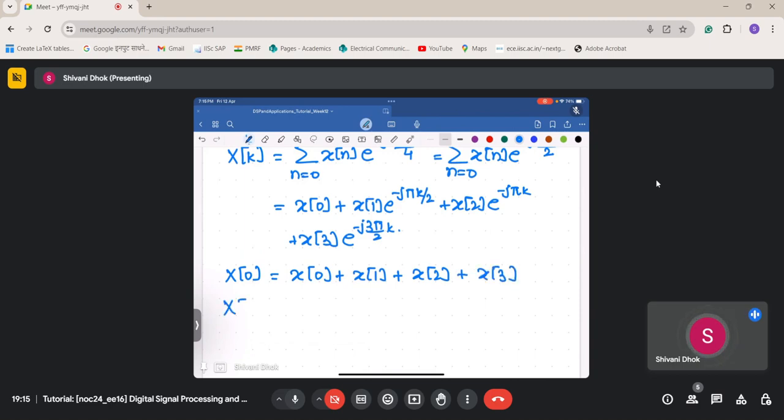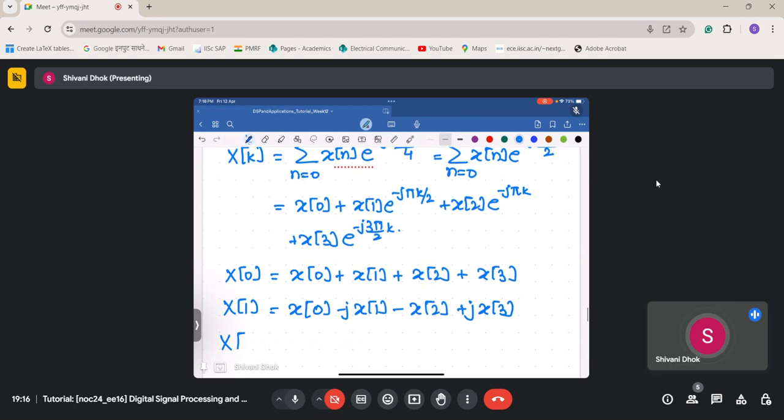Then for capital X of 1 we will have x of 0 plus e power minus j pi by 2, which is equal to minus j, times x of 1, plus e power minus j pi, which is minus 1, into x of 2, plus x of 3 into e power minus j 3 pi by 2. So this will be plus j into x of 3.